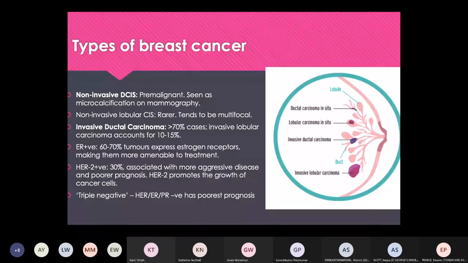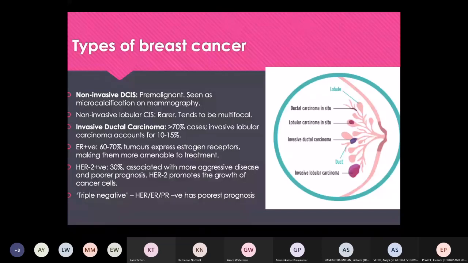So estrogen receptor positivity: tumours that express estrogen receptors grow in response to estrogen, and that drives their growth. And 60 to 70% of tumours express these receptors, but that also means that we can target them with specific chemotherapy drugs that also attack these receptors and help to shrink the cancer. There's also HER2 positive. So again, this is a different sort of receptor that a tumour might express.